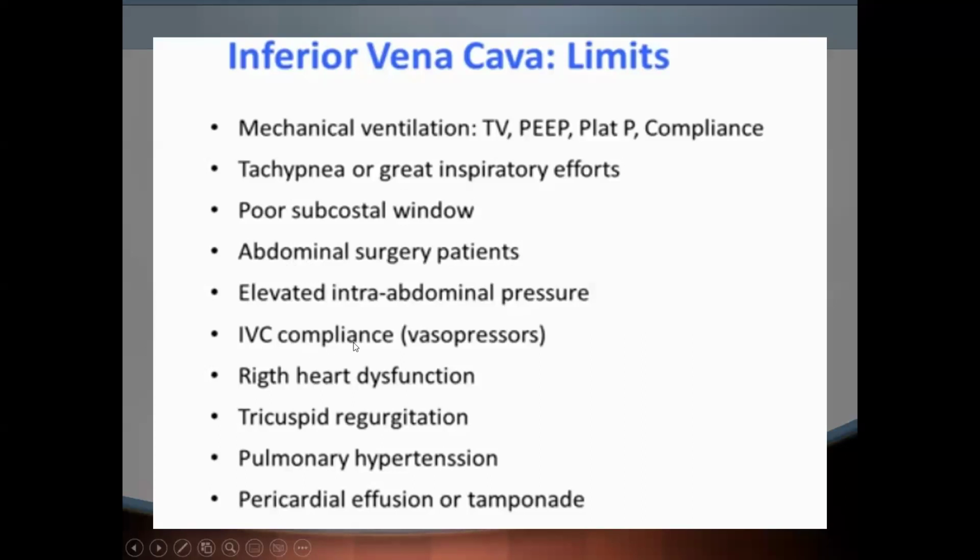Vasopressors also affect IVC compliance, because if you are using a high dose of vasopressor like norepinephrine, it will push more reserve of blood from the splenic area of the patient, so it will give you false data about the IVC. Also, right heart dysfunction increases the IVC pressure. Tricuspid regurgitation, pulmonary hypertension and tamponade also give you misleading information about the IVC. So you have to use other parameters than the IVC.